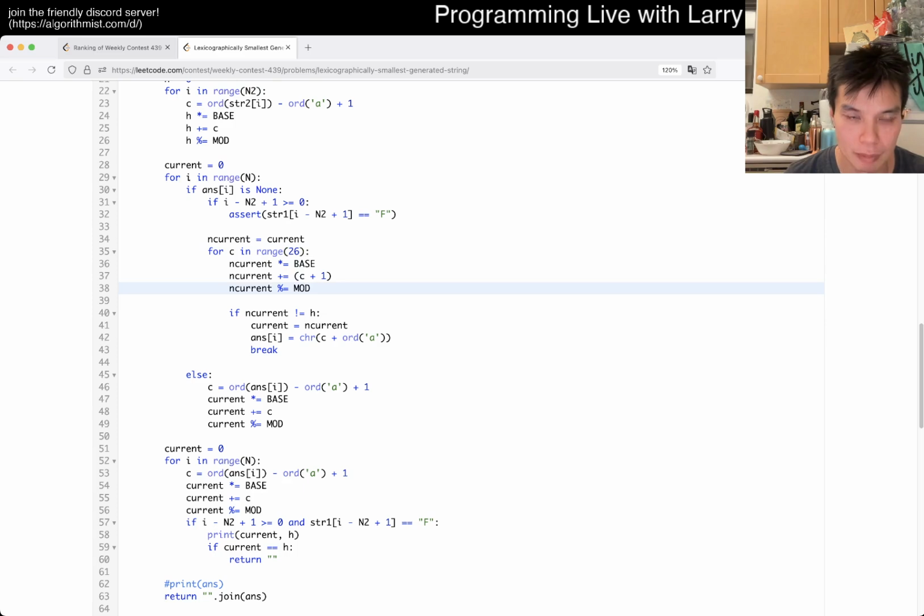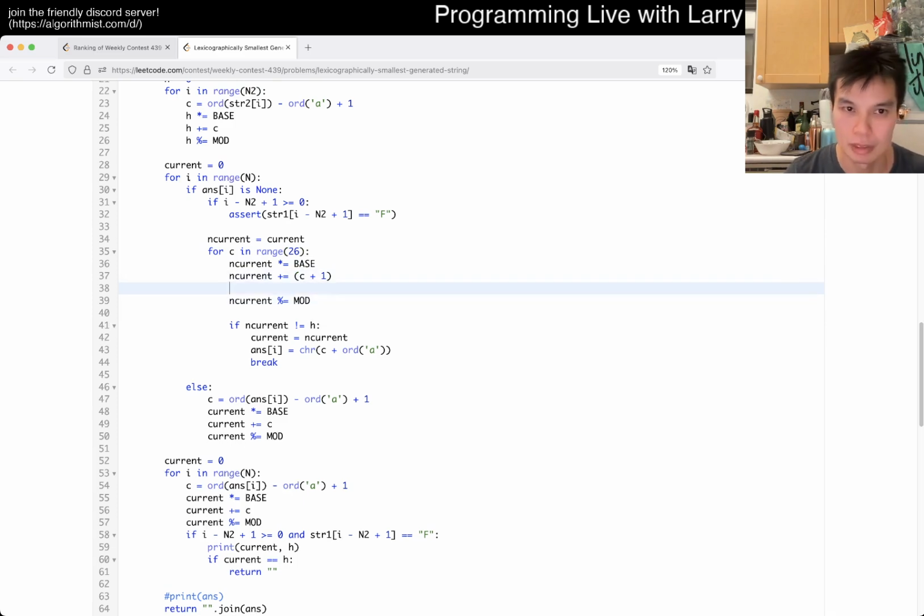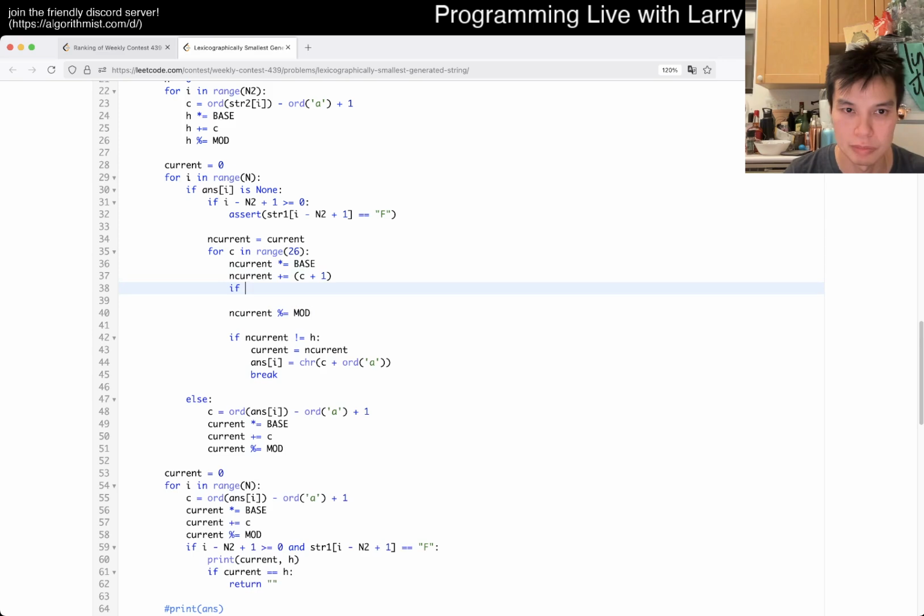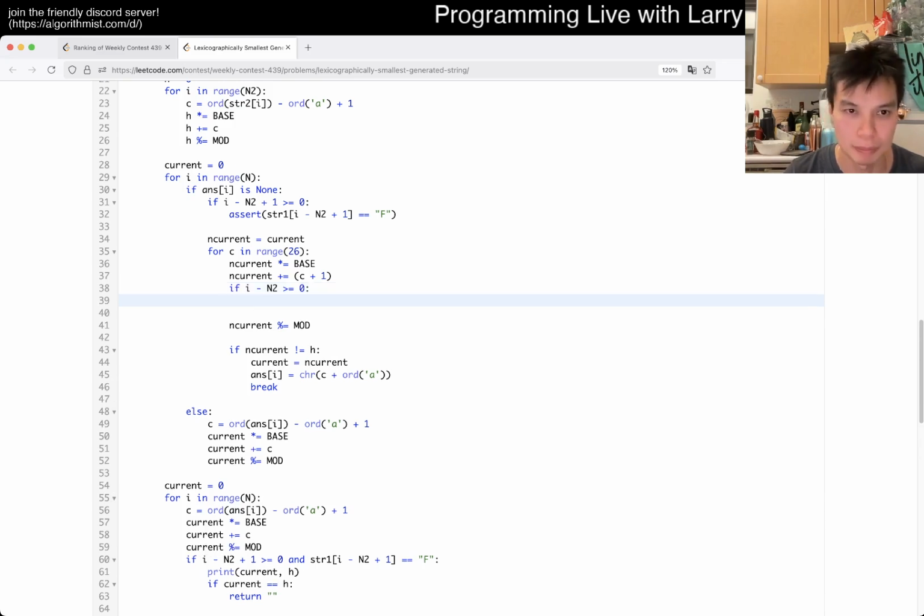Shift and add, mod, shift add. We want to also subtract from, if I minus n2 is greater than or equal to 0, then we want to subtract. Yep.